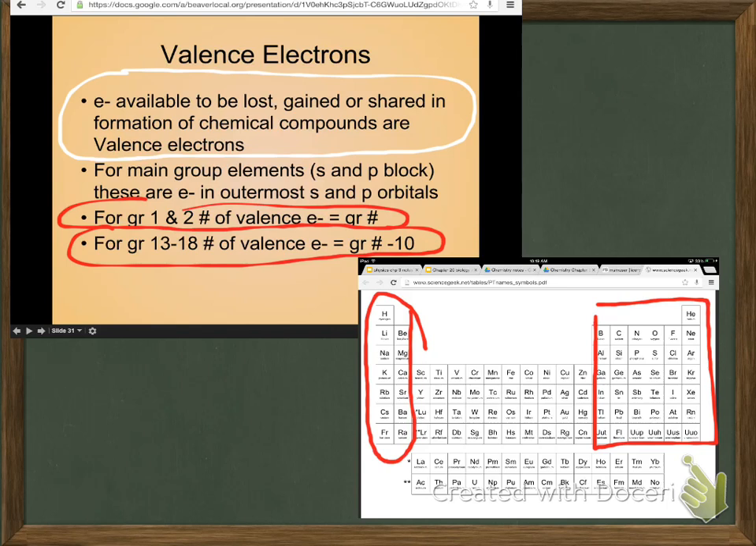A main group element has 7 valence electrons. What group is it in? Did I just say 17 valence electrons? I meant to say 7, and the answer was 17. Whoops! Okay, so scratch that. A main group element has 3 valence electrons. What group is it in? 13. Okay, so you see how that works. And groups 1 and 2 are so easy, I'm not even going to insult you by asking you about them.